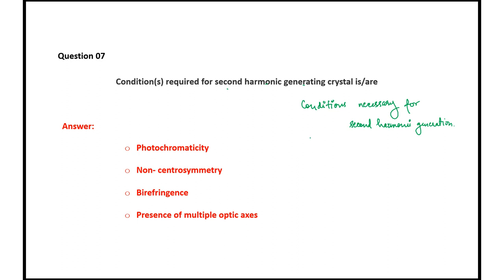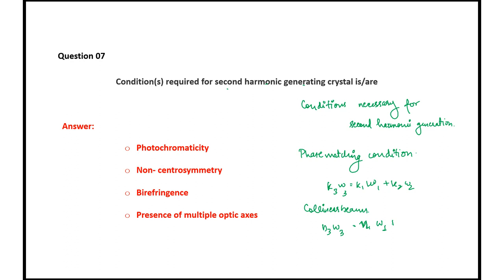So basically, for second harmonic generation, we got to know that there should be a phase matching condition. What does this phase matching condition mean? It means that the total momentum should be conserved, and k3 into omega 3 for the output wave should be equal to k1 omega 1 plus k2 omega 2. If you write this for collinear beams, we can also say that n3 into omega 3 should equal n1 into omega 1 plus n2 into omega 2.